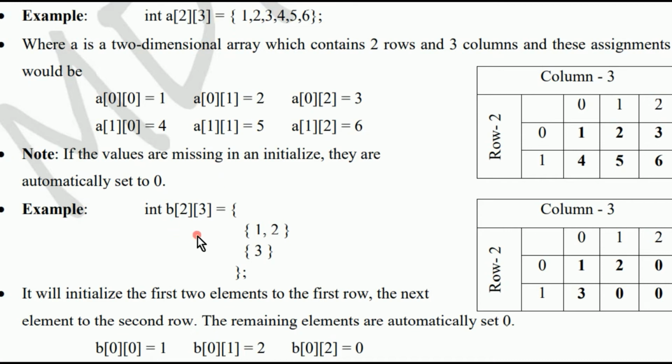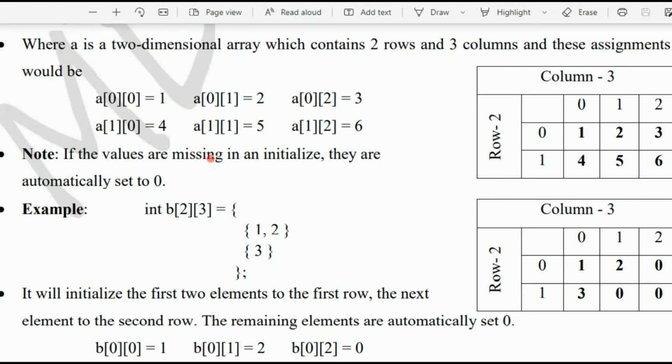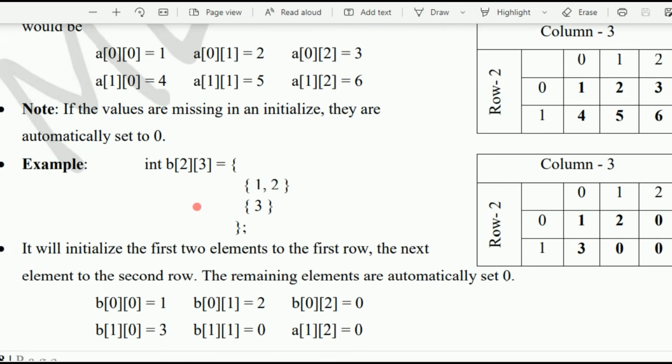We can even take it this way, like B of 2, 3 is equal to, in the first row 1, 2, in the second row 3. Then in the first row it will take 1, 2, and here it will not take any values. And in the second row it will take 3, and here it will not take values. Then we can initialize the two-dimensional array with limited values. Even if you are taking full values, to take the full values we can go for this method. But to take the limited values, we can go for this method.